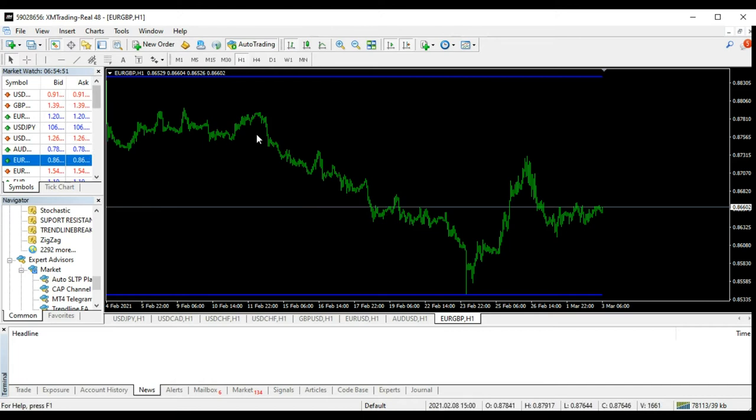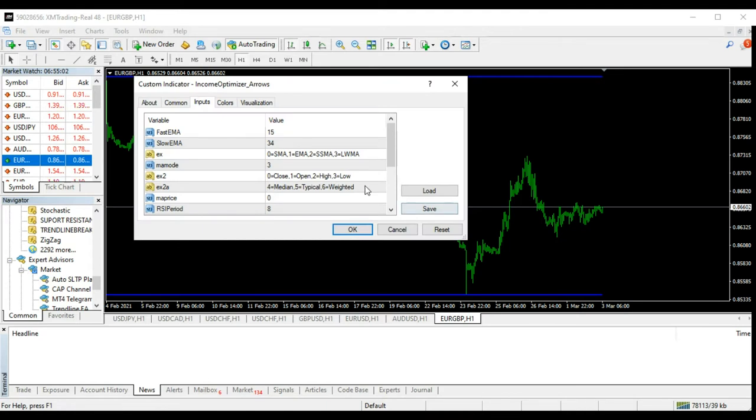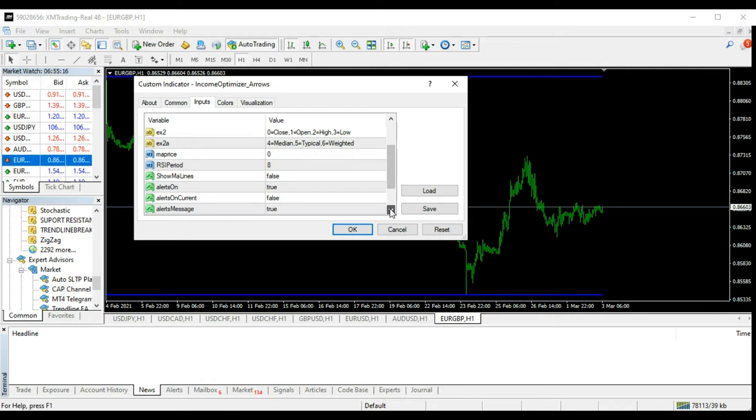Let us go get that arrow, the arrow that I call the income arrow. Go to custom. This arrow also has a lot of settings. I always set mine to be like 10, crossing 50, because it will give me the best signal. And then all the other settings, I leave them alone.